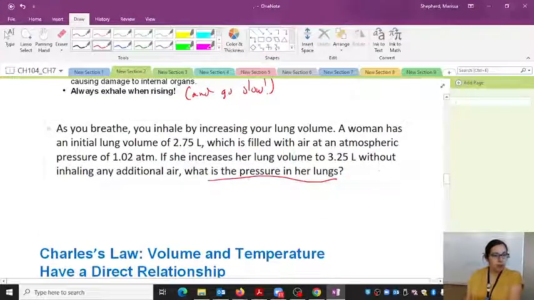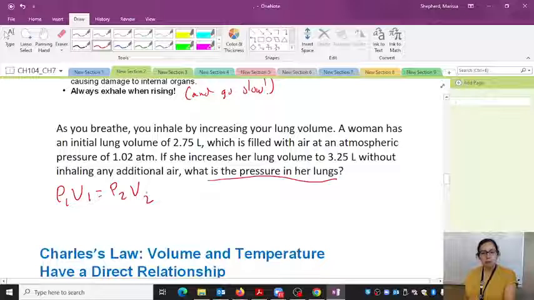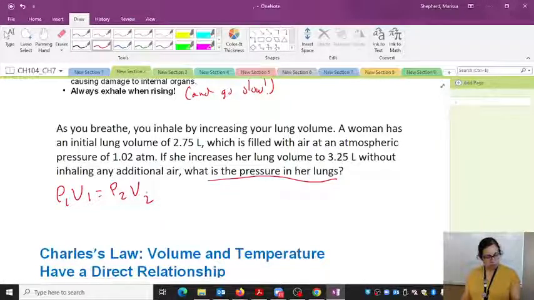And don't forget, I'll rewrite your formula. So P1 V1 equals P2 V2. I'll give everyone a minute or so to solve it. We'll go over it.